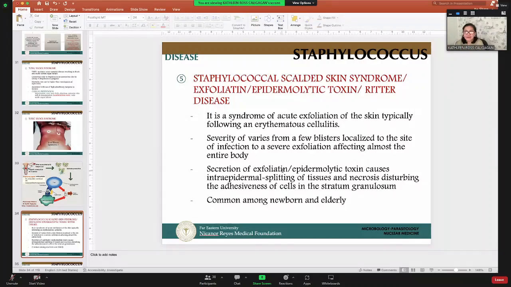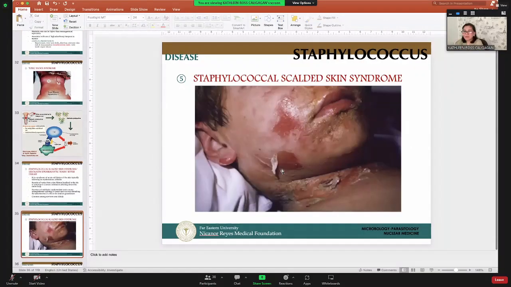There are two types of that. You can go back to our previous slides for that. So how does it cause intradermal splitting of tissue, disturbing the adhesive cells in the stratum granulosum? It's common among newborns and the elderly. So this is what staphylococcal scalded skin looks like.